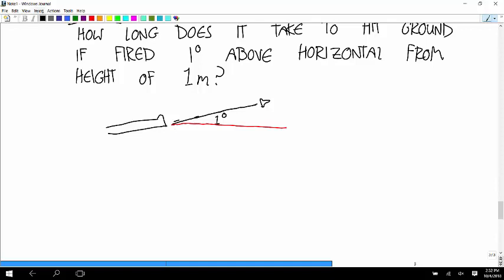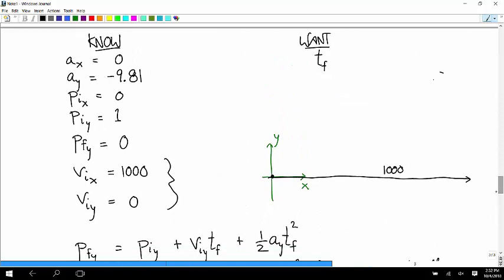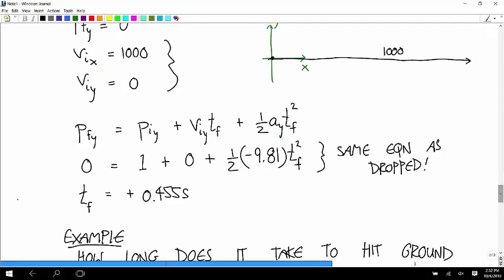Okay. So what was, yeah, 1,000 meters per second. So the thing to remember is the key to these two things being the same is that when you fired the bullet horizontally, the y component of the velocity was equal to 0. Okay? That was the thing to keep in mind. Now that it's being fired 1 degree up from horizontal, there is going to be some non-zero component for the y component of the initial velocity. And that's going to affect the time that it takes to hit the ground.